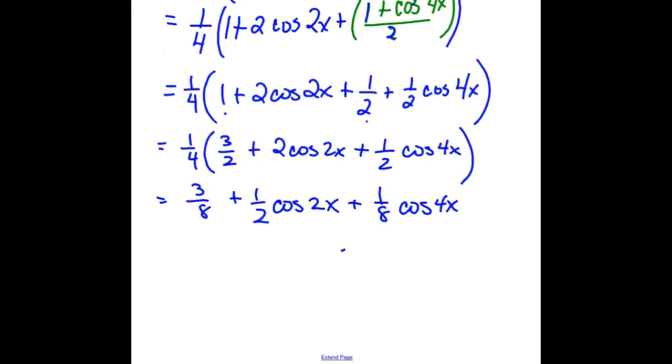But what you may see if you're checking answers, a lot of times they will try to break this back down and get everything to have a common denominator and pull it out front. So this 1/2, could we think of this as 4/8 instead? So if we factored a 1/8 out, we would just have the 3 plus 4 cosine 2x plus cosine 4x.